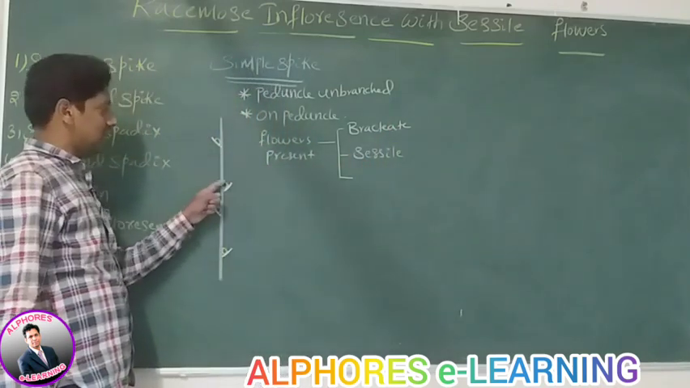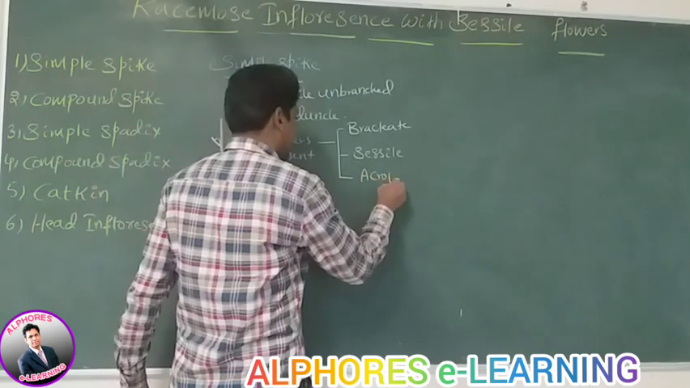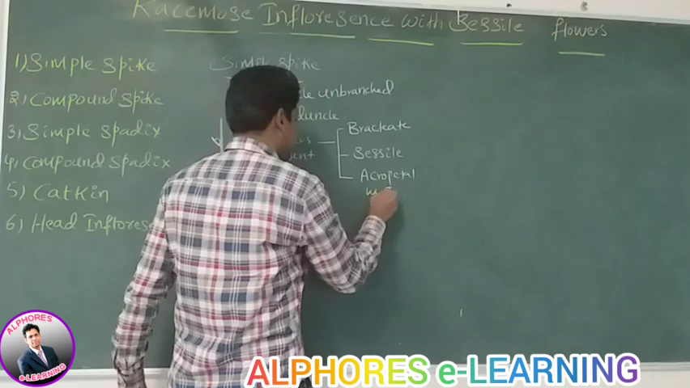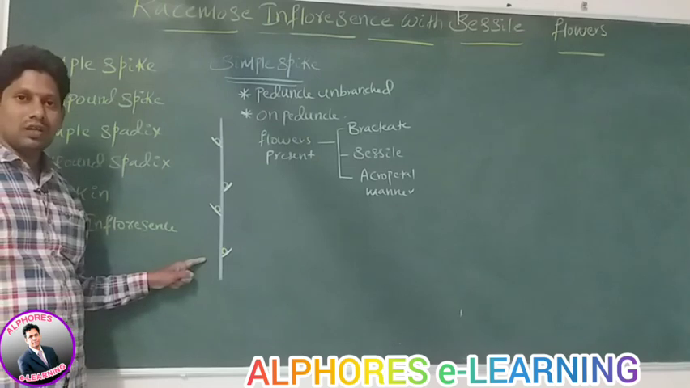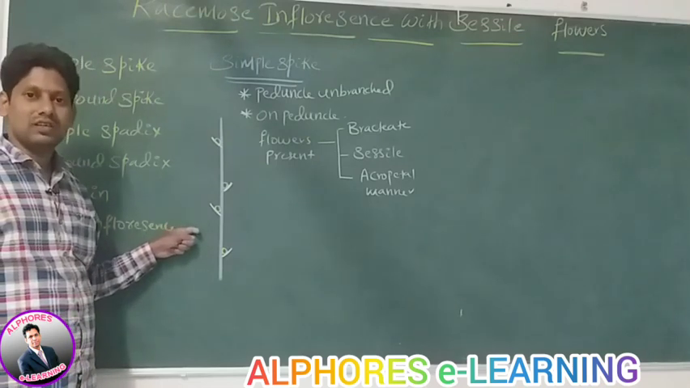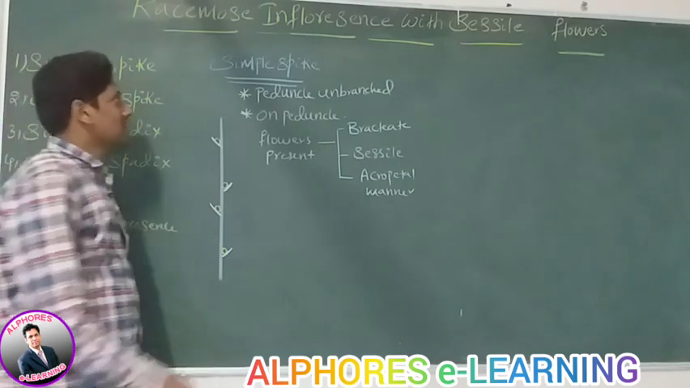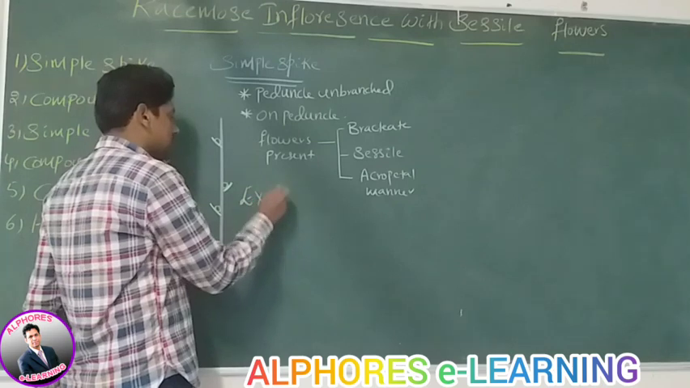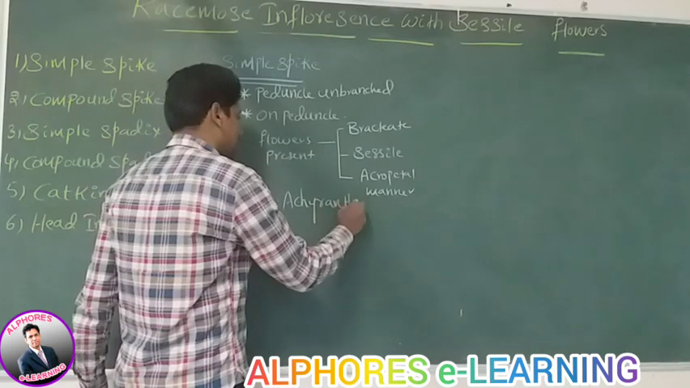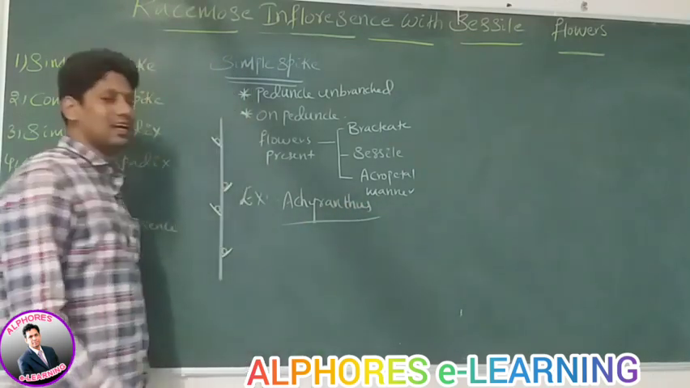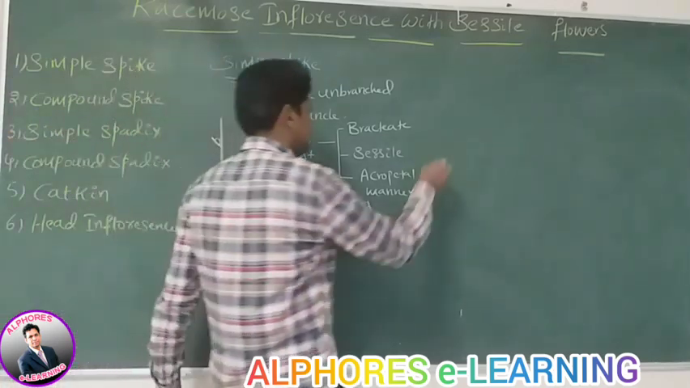Sir, how are these flowers arranged? They are arranged in acropetal manner. Therefore, peduncle is unbranched. On peduncle, bracteate, sessile flowers arranged in acropetal manner are present. What is the example for simple spike? Echeiranthus. Now, see this diagram once.